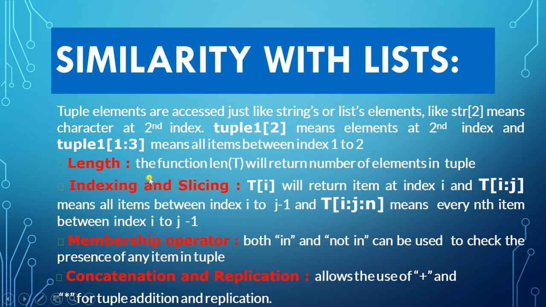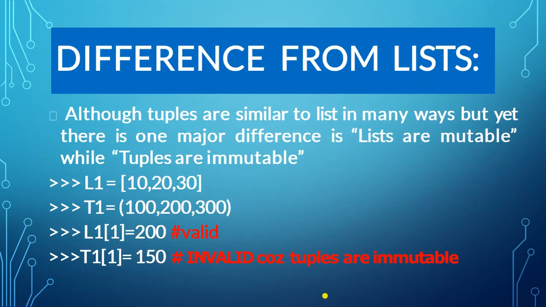Next is length. You have a length function that will give you the total number of elements in a tuple. Indexing and slicing: you have already done indexing and slicing in list and strings. The same way you will do it here. Membership operator: you have two operators, in and not in. Concatenation and replication operators allow plus and multiplication for tuple addition and replication.